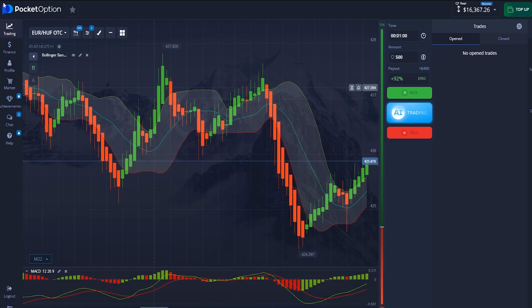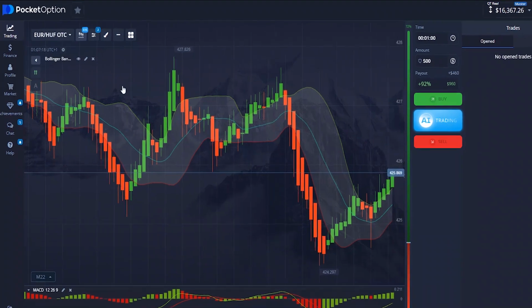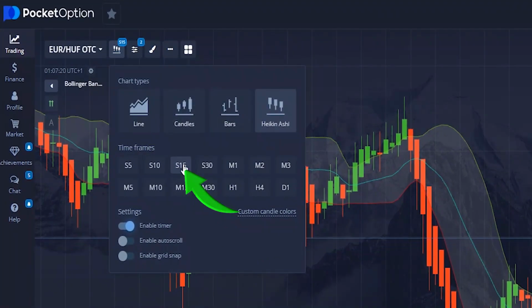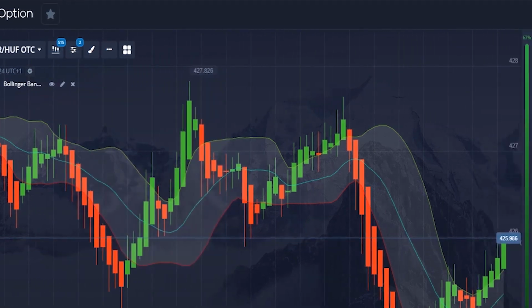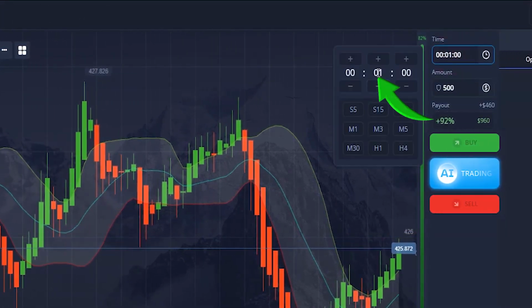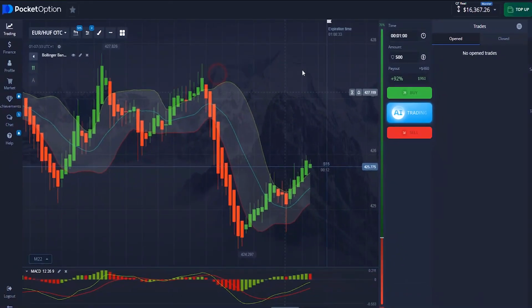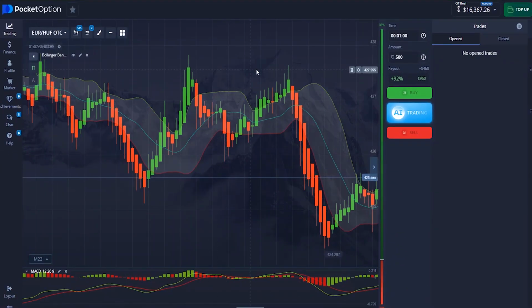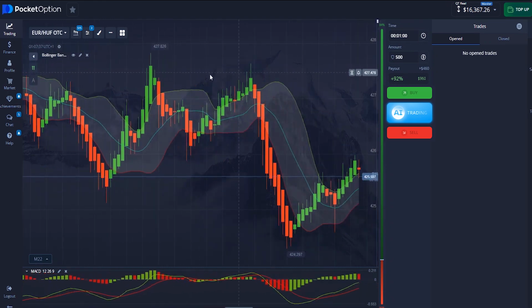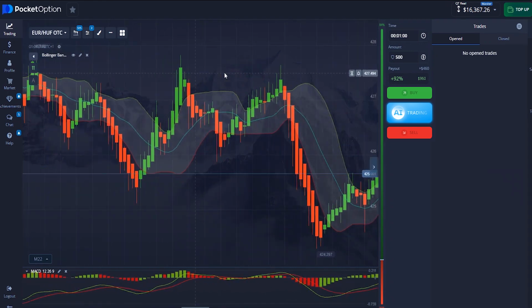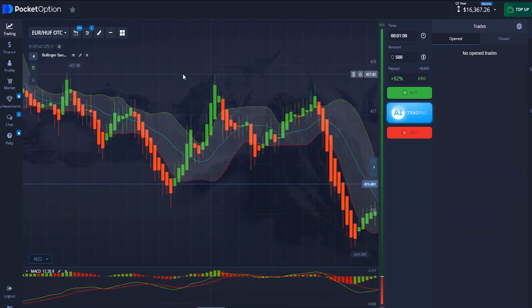I'm going to be trading this strategy on the 15 seconds candle time frame. I'm going to be using Heiken Ashi candlesticks. Aside from that, I'm going to be trading this on a 1 minute trade time. So guys, for you to better understand how this strategy works, I'm going to go into the market. When I find an opportunity, I'm going to come right here and explain to you what you need to see before you enter a trade.